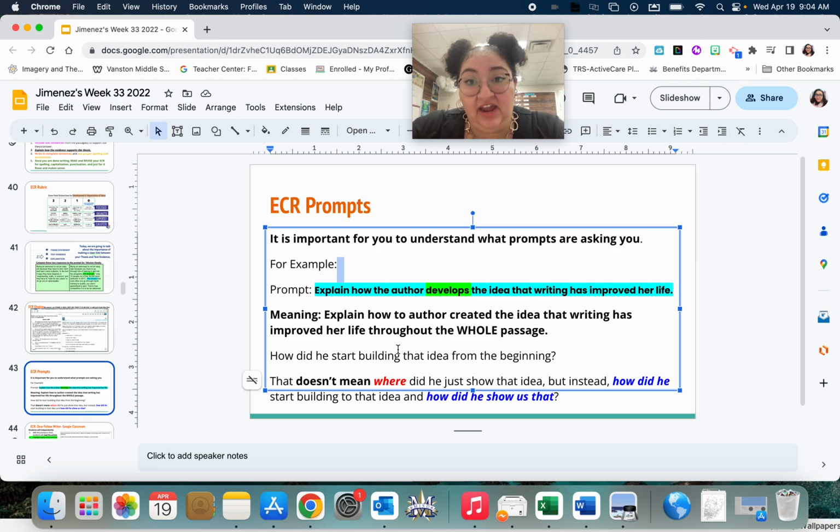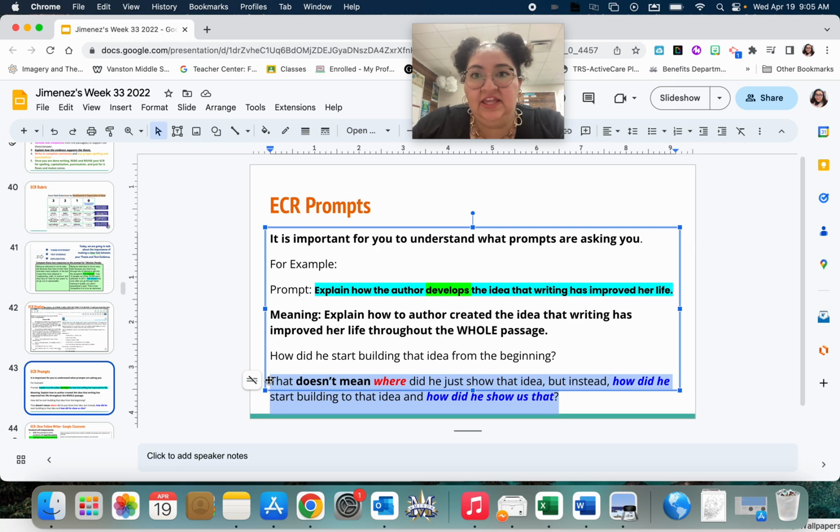When you see the word develops, you need to realize it's not just asking you, where is it obvious that writing has improved her life? It more hints at how did the author reveal that idea, or what did they say that reveals that idea? So again, that doesn't mean where did he show that idea, but instead, how did the author start building to that idea, or how did he show us that? Like if the prompt was about a story and it asked, how did the author develop the theme or the message of the text?